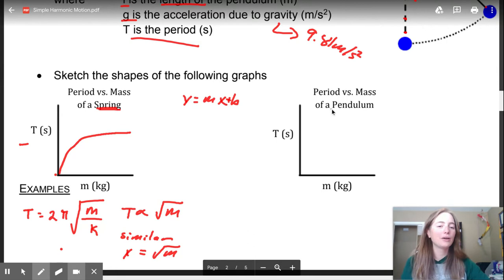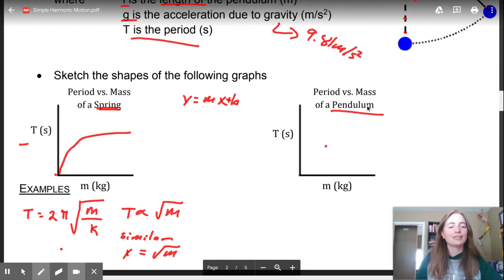Okay, now this one we have a pendulum. So we're going to be comparing mass and period in a pendulum. Well, let's look at our equation. T is equal to 2 pi times root L over g. Well, look at your equation.